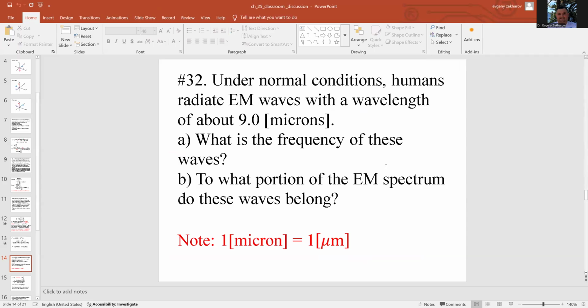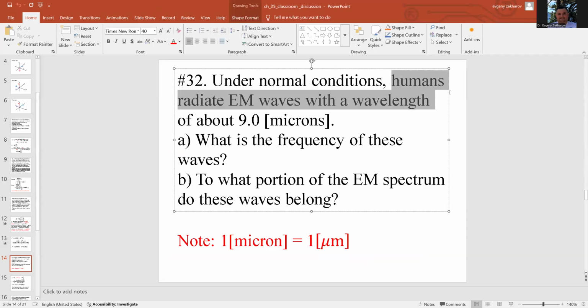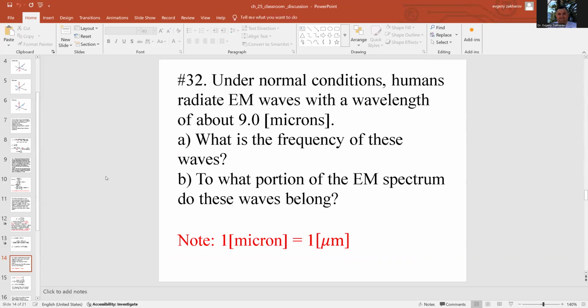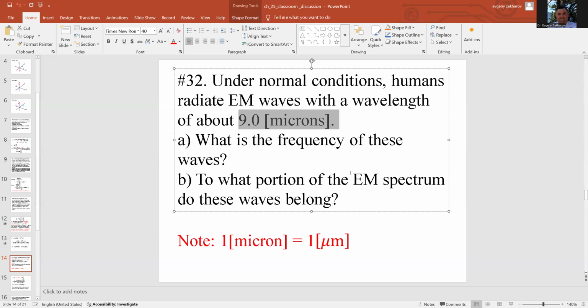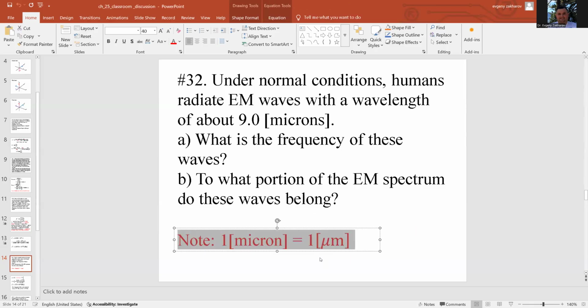Okay, it turns out that human beings radiate electromagnetic waves. Your body emits radiation. Whoa. You are radioactive, literally. And the wavelength of that radiation is about 9 microns. Microns is a fancy way of saying micrometers. I have this note here. So microns are just micrometers. If you ever see microns, that's just micrometers. So 9 micrometers is the wavelength.